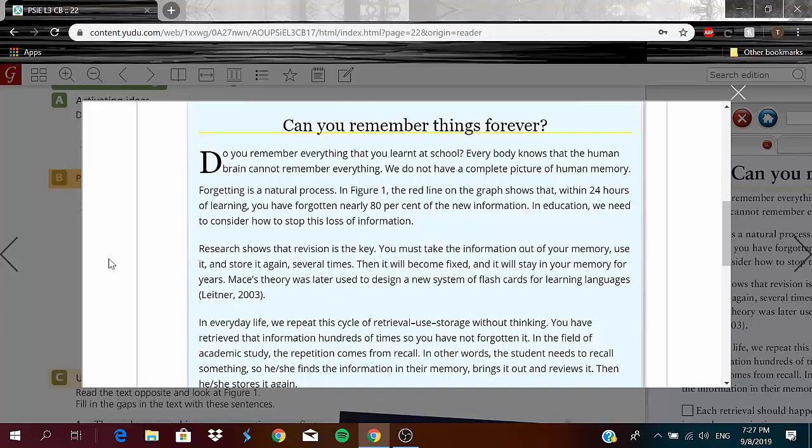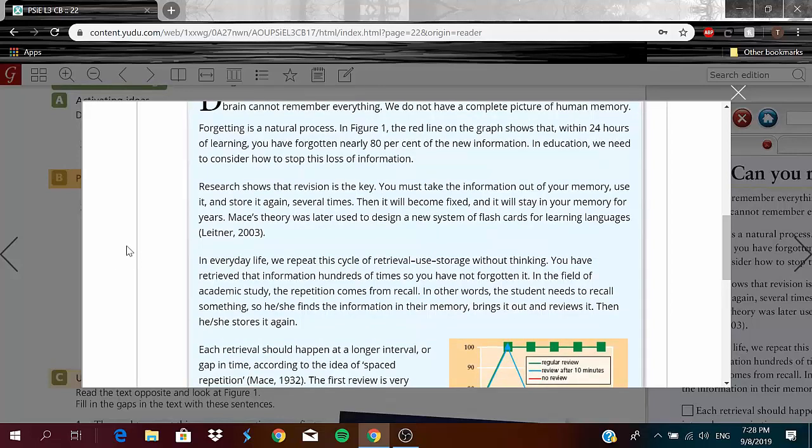In Figure 1, the red line on the graph shows that within 24 hours of learning, you have forgotten nearly 80% of the new information. In education, we need to consider how to stop this loss of information. Research shows that revision is the key. You must take the information out of your memory, use it and store it again, several times. Then it will become fixed, and it'll stay in your memory for years.